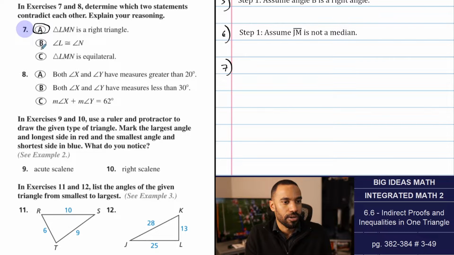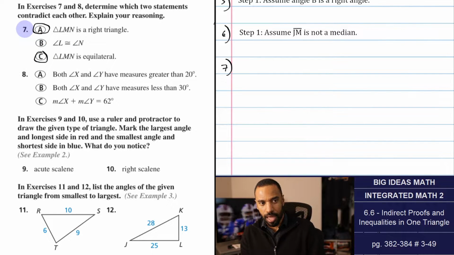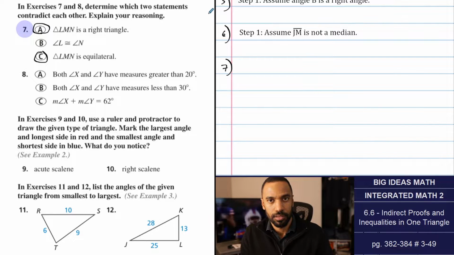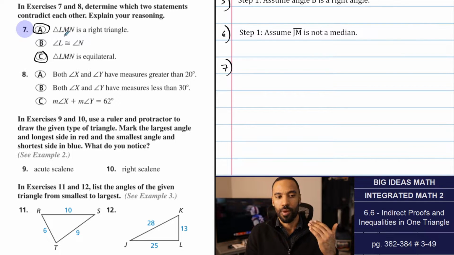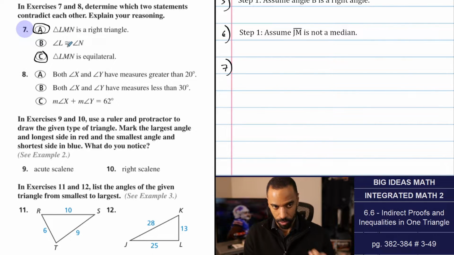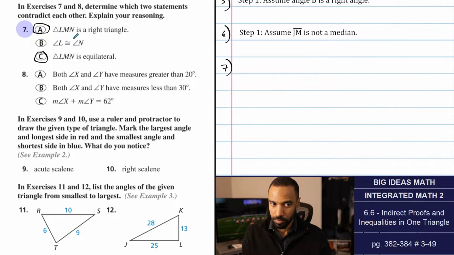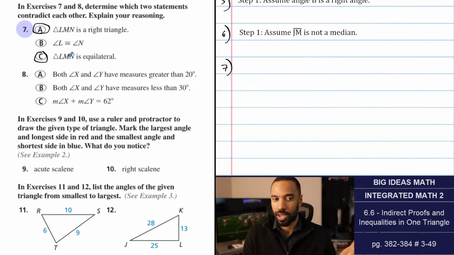So here's the thing. In triangle LMN, you could have M be the right angle, while L and N could still be congruent to each other. They could be two 45-degree angles. Meanwhile, if triangle LMN is equilateral, all of them have to be congruent right here.